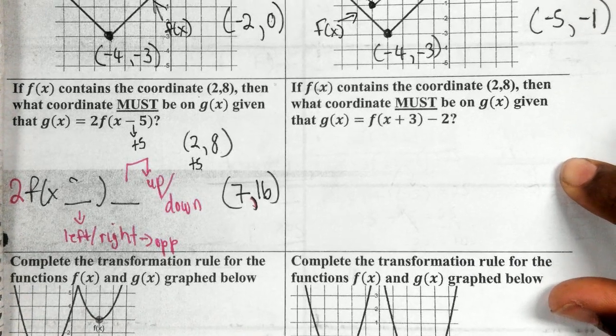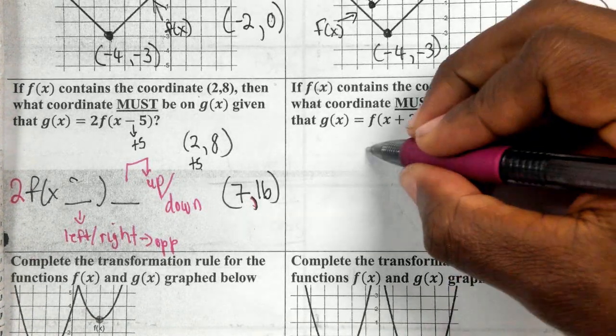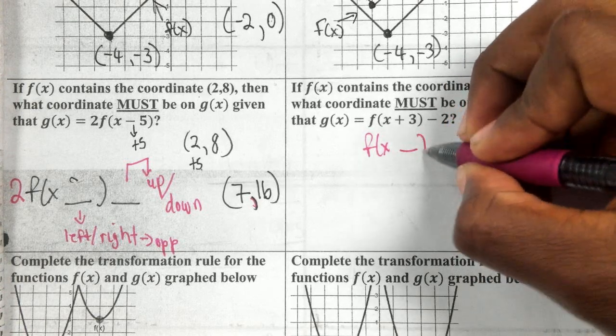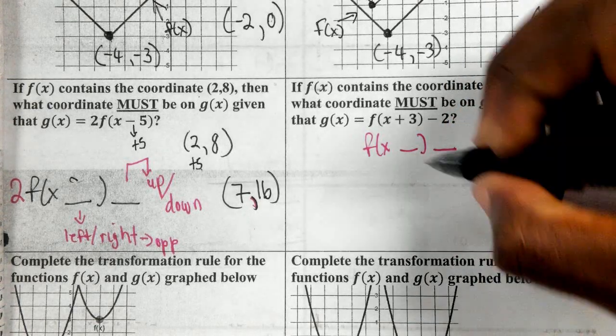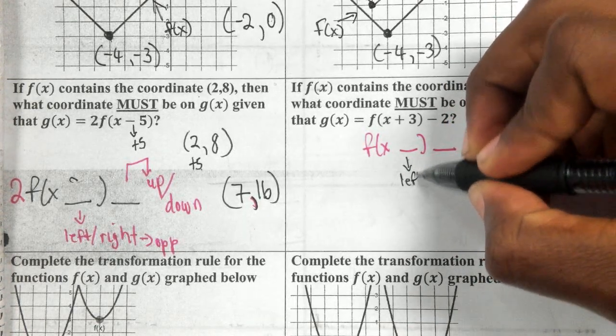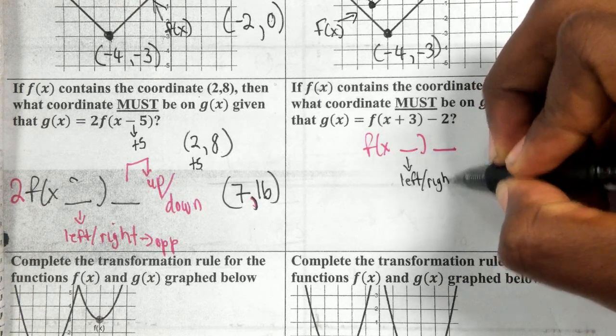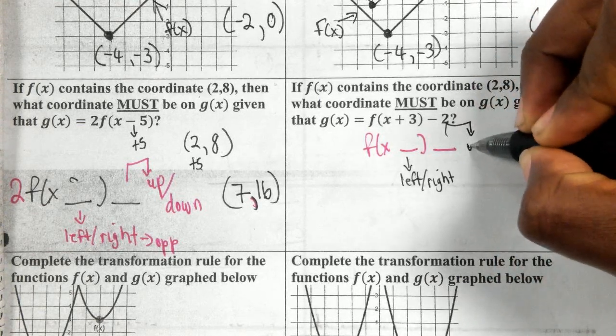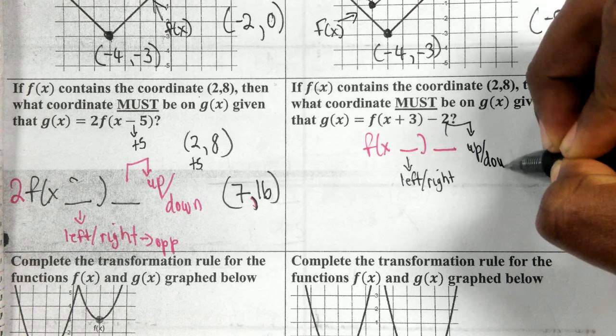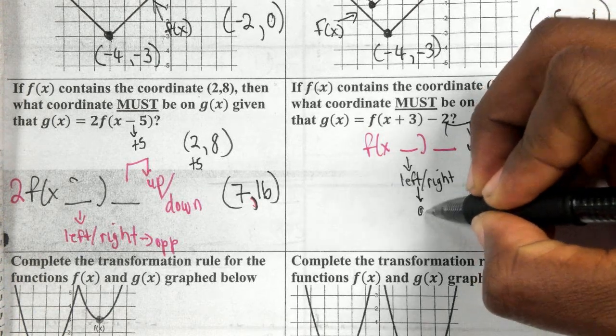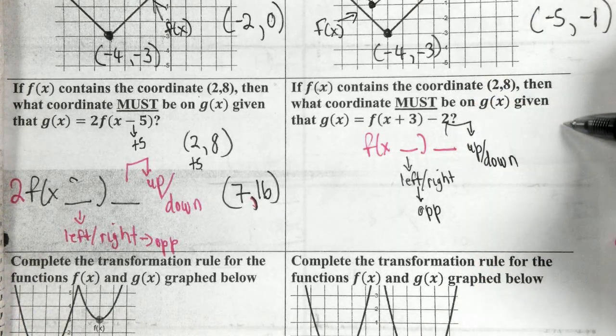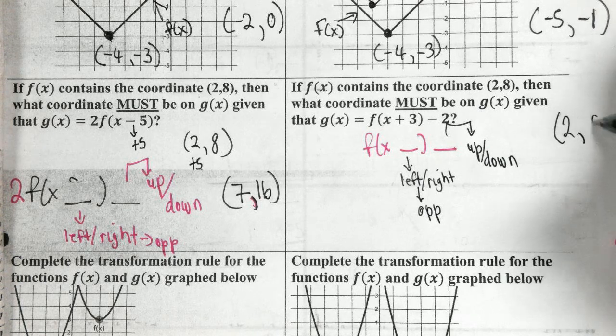So again, the next question looks similar to that general form, f of x, some number, parentheses, some number, where the inside number tells you left or right. The outside number tells you up or down. And you have to remember to do the opposite of that inside number. So again, the coordinate we're changing is (2, 8). This is your x, this is your y.